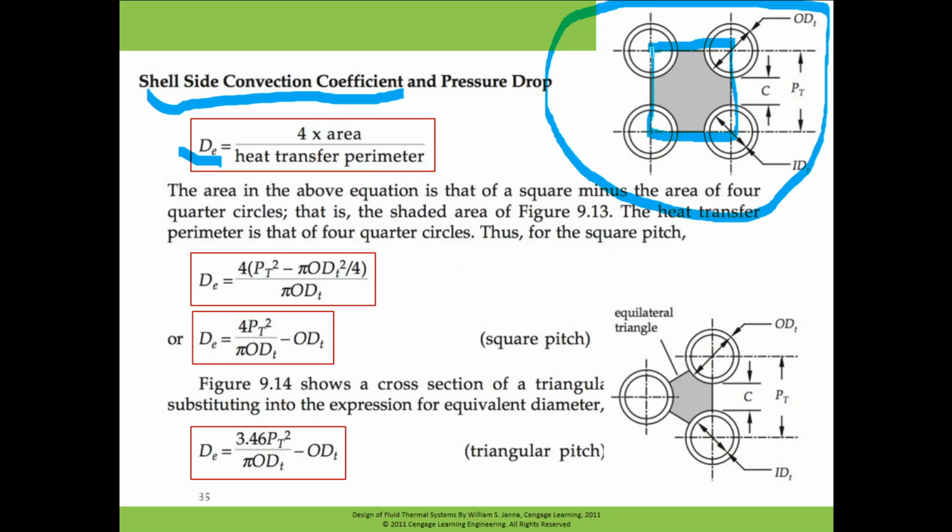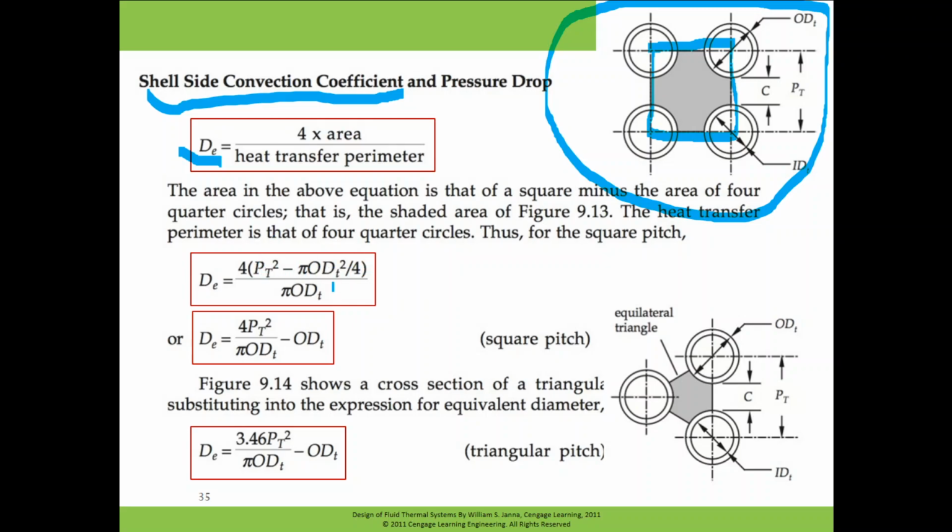The cross section of the flow is this square, because this is also pitch and this is also pitch. So PT square is the cross section of this whole square. But the whole square is not available for the fluid flow, because some of the space is occupied by these tubes. So quarter here, quarter here, quarter here, quarter here. So one circle is occupied by the tube. So we need to subtract the area of the circle from this PT square, which is this. So now it is 4 times the cross section area available for the flow.